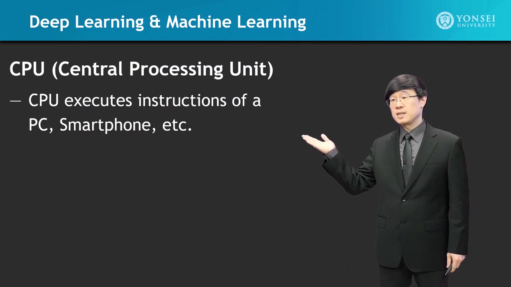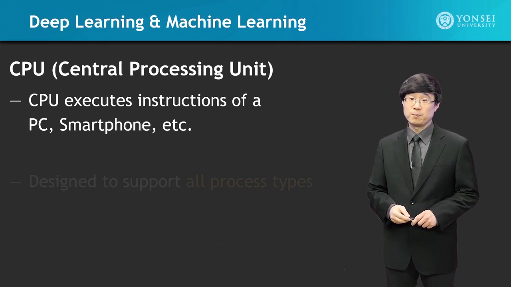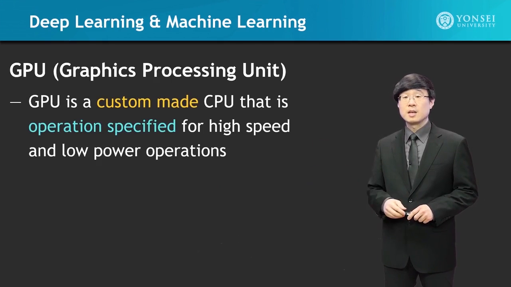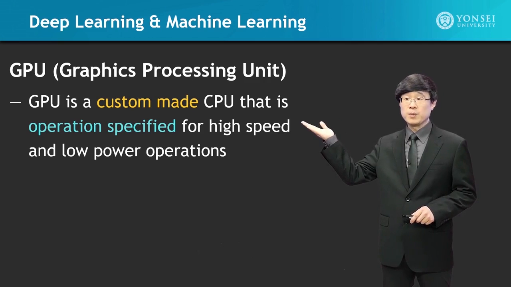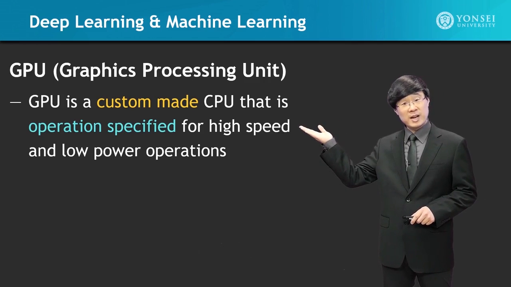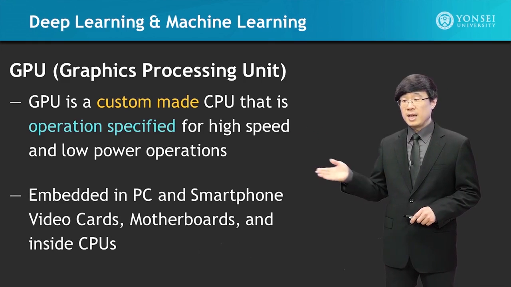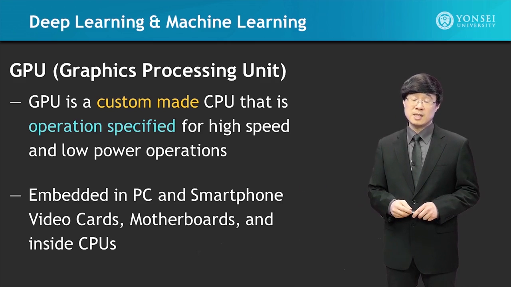A CPU is a central processing unit. It executes instructions of a PC, smartphone, or various other electronic devices. It is designed to support all process types. Compared to that, a GPU is a graphics processing unit, and it is a custom-made CPU that is operation specified for high-speed and low-power operations. It's embedded in PCs, smartphones, video cards, motherboards, and other CPUs and system on chips.